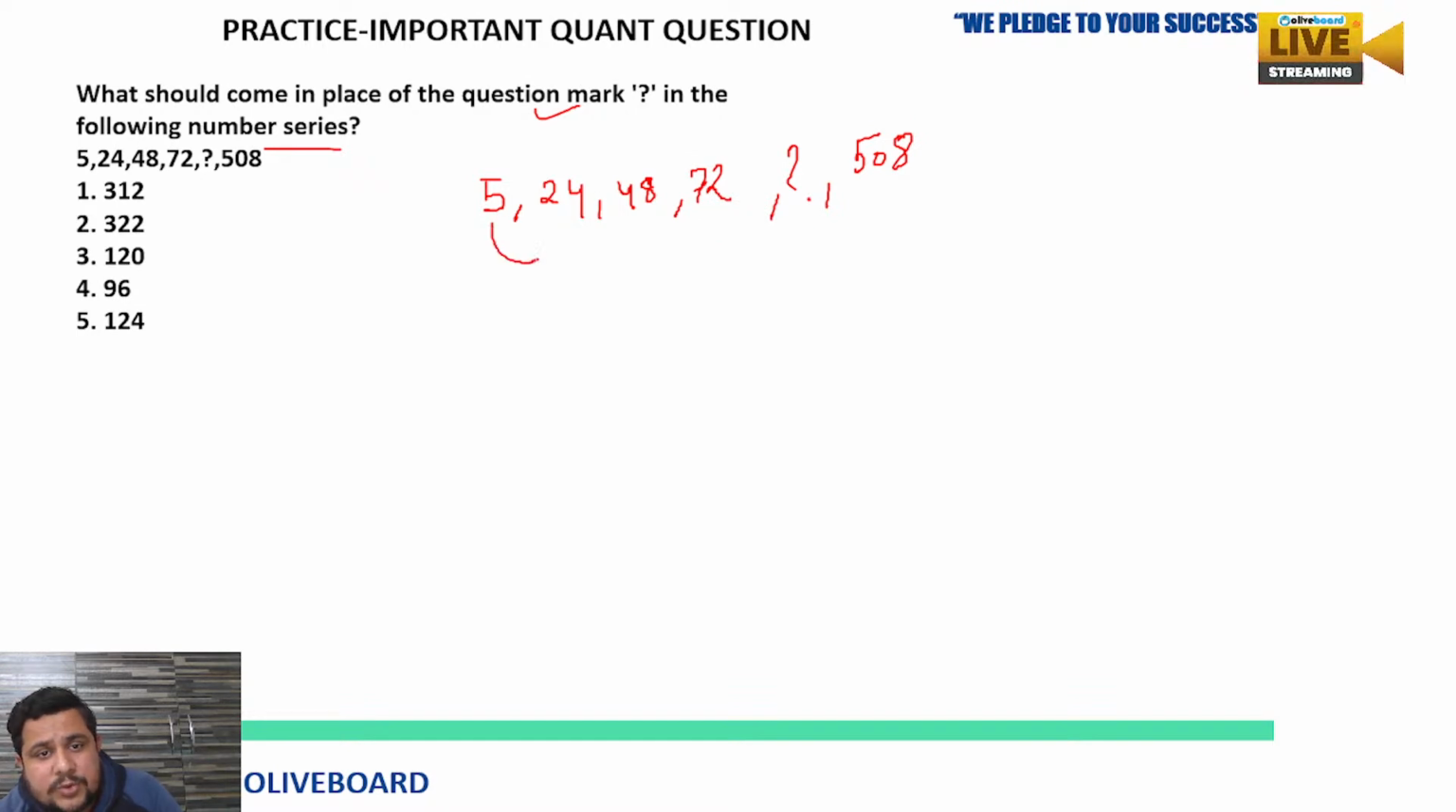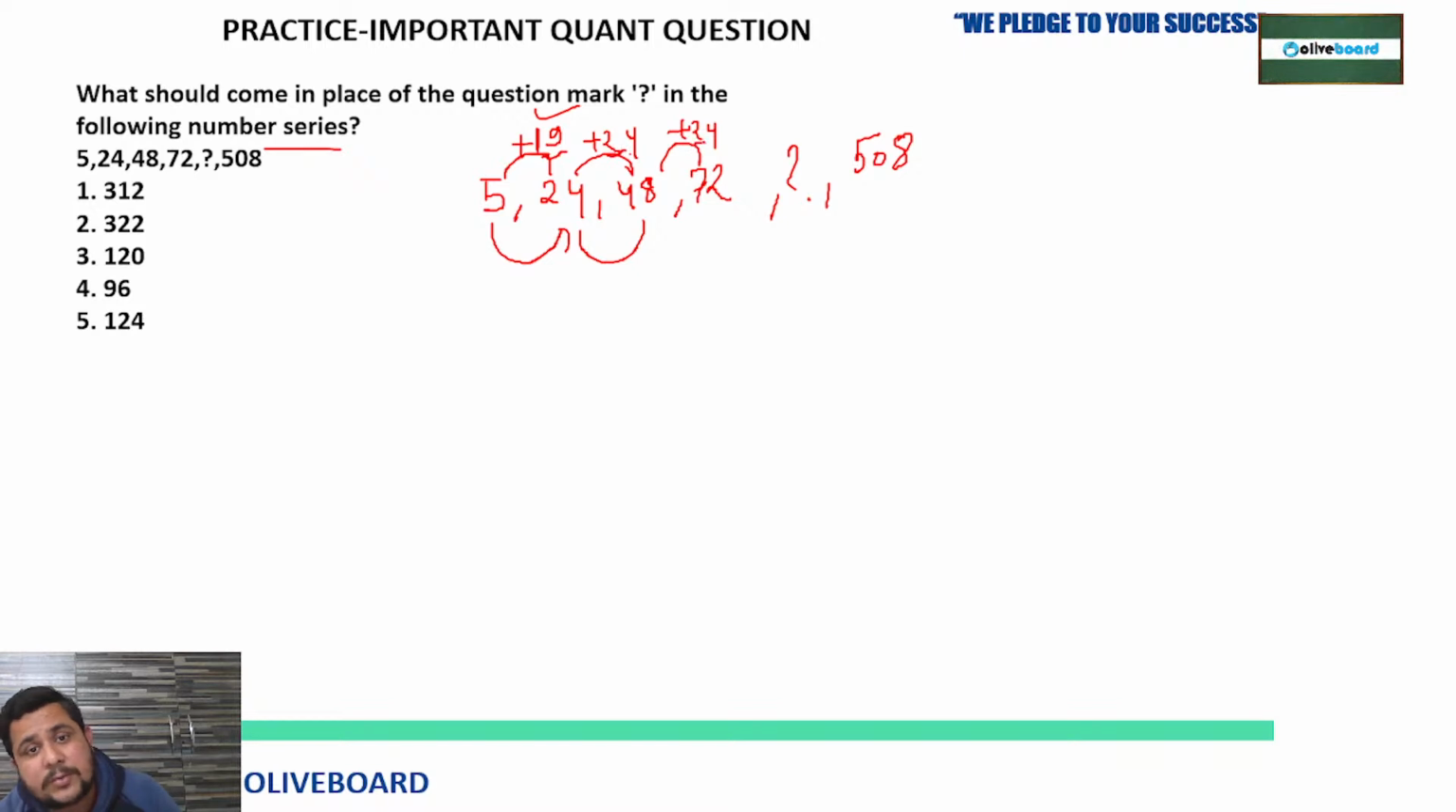Now see, 5 to 24. So 5 5s are 25 minus 1. Now 24 2s are 40. No, it is not working out. Let's take the difference, 5 to 24. The difference is plus 19, then plus 24, then plus 24. So the difference also is not giving us the answer, because it is not following a certain pattern or logic: the first difference is 19, then 24, then similarly 24.